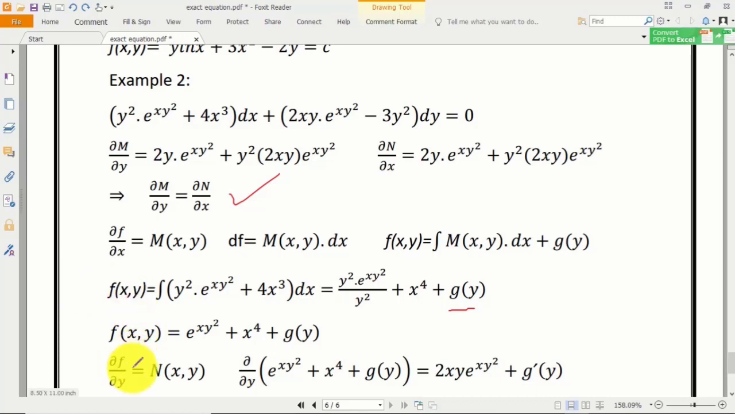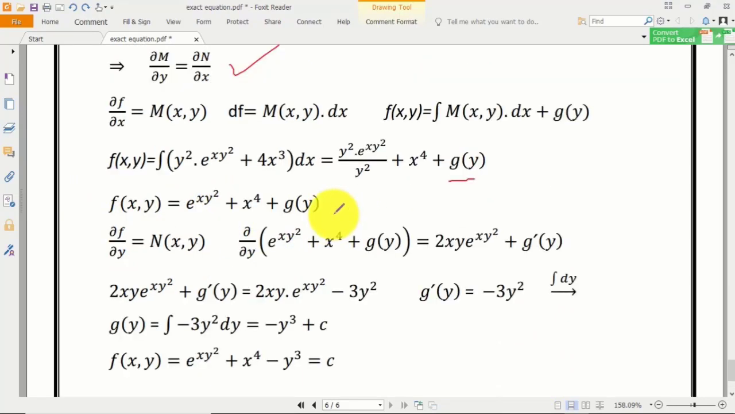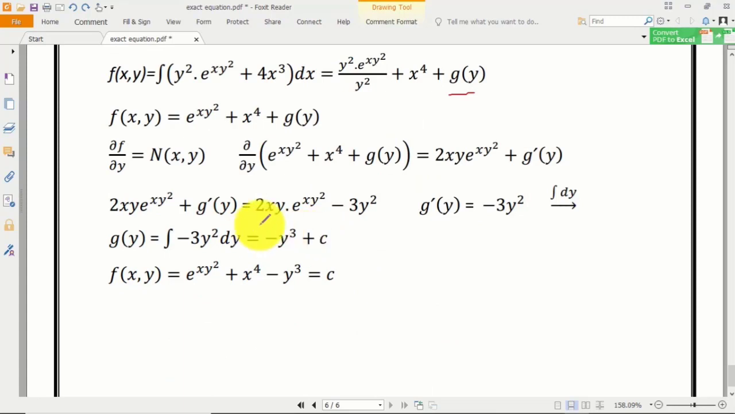By deriving f of x and y with respect to y, we'll have the derivative of e to the xy squared equal to 2xy e to the xy squared. And the derivative of x to the 4 would be 0. Finally, the derivative of g of y would be g prime of y. 2xy e to the xy squared plus g prime of y would be equal to the function we have just called N. I solved the equation, so it would be 2xy times e to the xy squared minus 3y squared. By omitting some parts, we will have g prime of y.